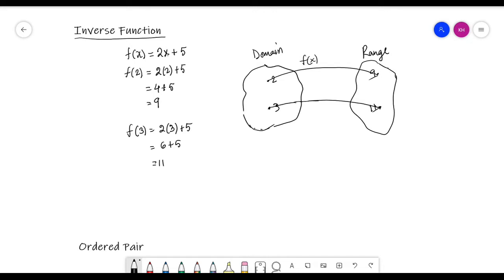Now this raises an interesting question: is it possible for me to get the inverse of this? Is it possible for me to get some sort of function that when we put in an input of 9 will give me an output of 2? Or when we put in an input of 11, gives me an output of 3? So is the inverse possible? Using this function, we get 2 mapped onto 9 and 3 mapped onto 11, but is it possible to get the inverse?